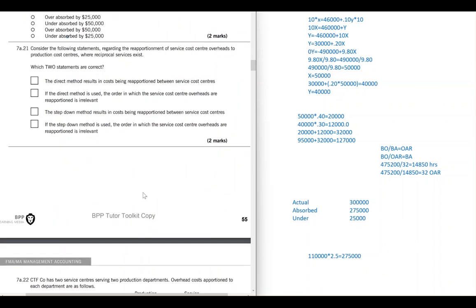Consider the following situation regarding reapportionments of service cost centers overheads to production cost center where reciprocal service exists. Which two statements are correct? Direct method results in cost being reapportioned between service cost centers. When direct method is used, the order in which the service cost centers overheads are reapportioned is irrelevant. The step-down method results in cost being reapportioned between service cost centers. If the step-down method is used, the order in which the service cost centers overheads are reapportioned is irrelevant. The correct answer is here D. If we are using direct method, the way we divide it is not relevant. If you forgot it, go back to the step-down method and direct method I explained there.